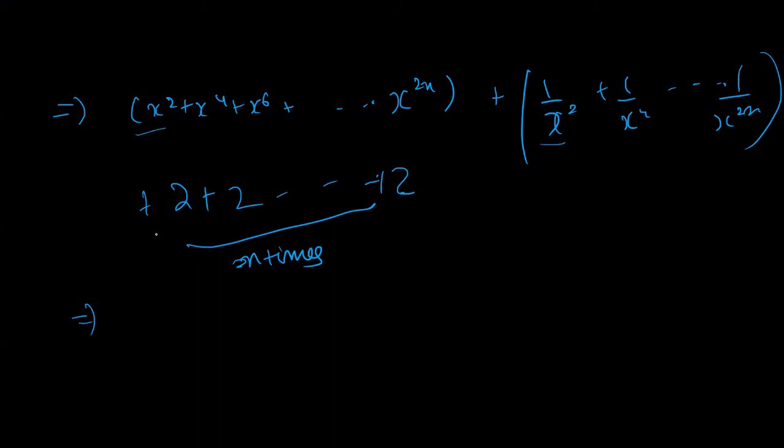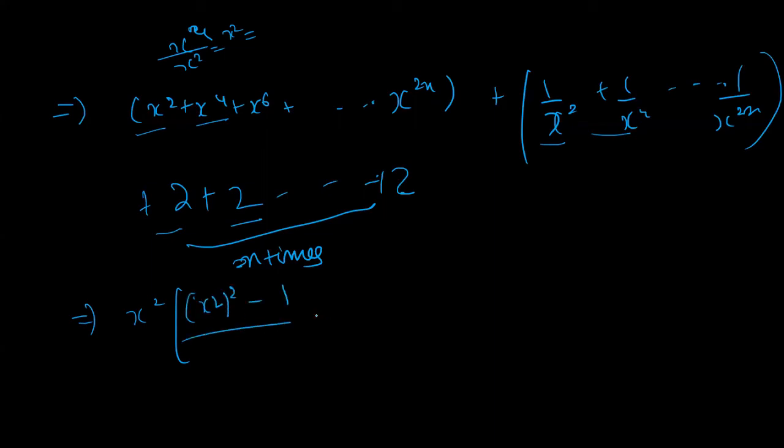x square plus 1 by x square plus 2, then x4 plus 1 by x to the power 4 plus 2. So I'm just separating all the terms because I can see these are all in GP. x4 upon x square, then x6 upon x square, common ratio we are getting x square only, right? So can I not put it in the formula? You know the formula for GP: a into r to the power n minus 1 upon r minus 1.